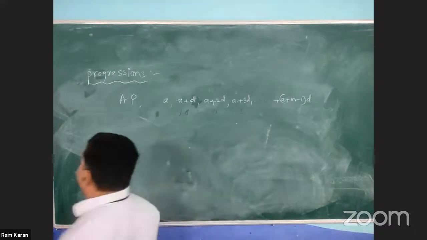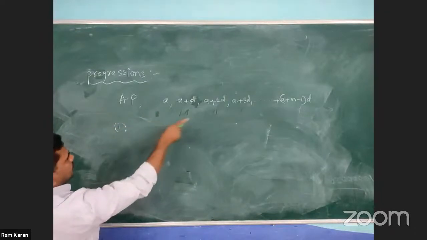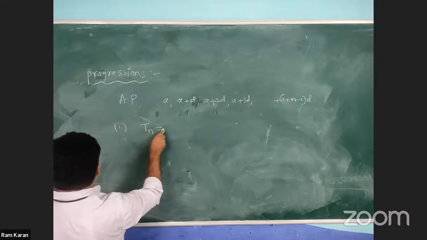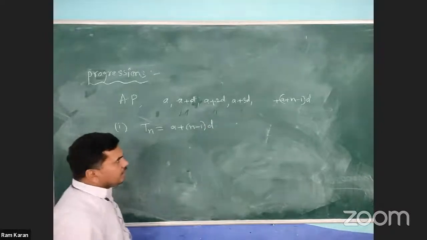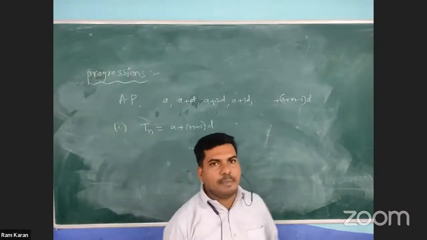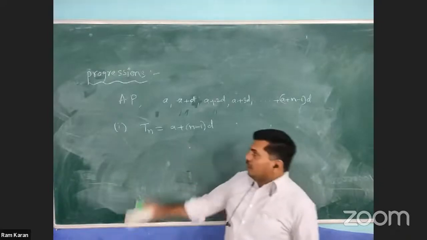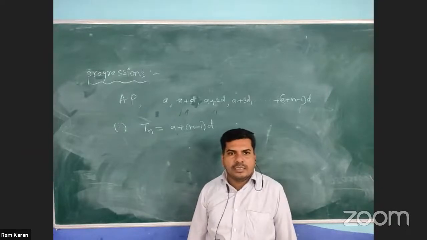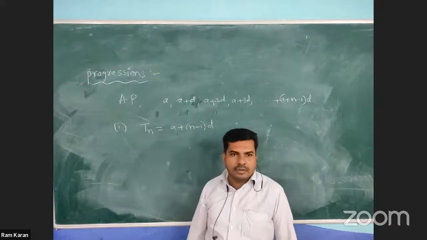That's the definition. Let us observe some points here. The first point is that the general term or nth term of the AP is denoted with Tn: a plus n minus 1 into d. Usually we denote the nth term of the AP with the capital Tn. In this a plus n minus 1 into d, a is the first term, n is the number of terms, and d is the common difference. You have to know all the notations.